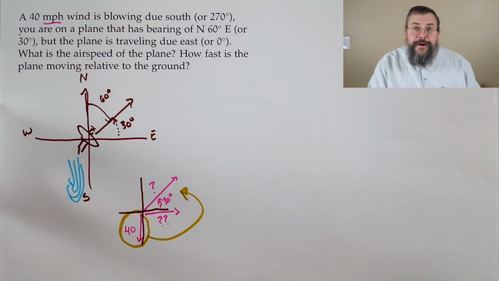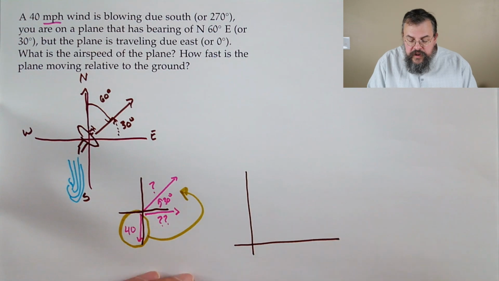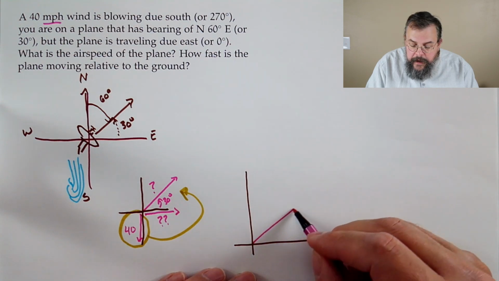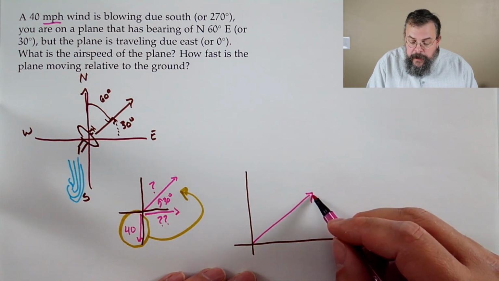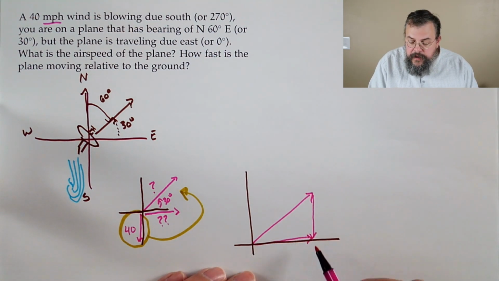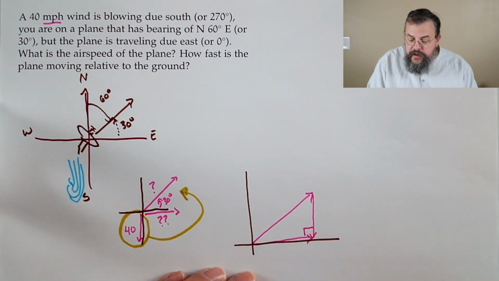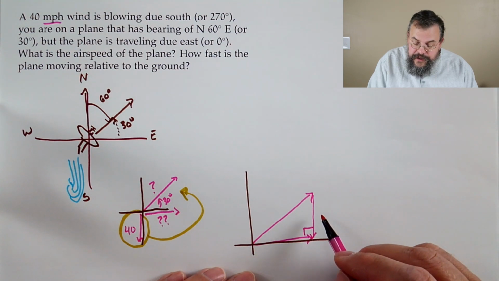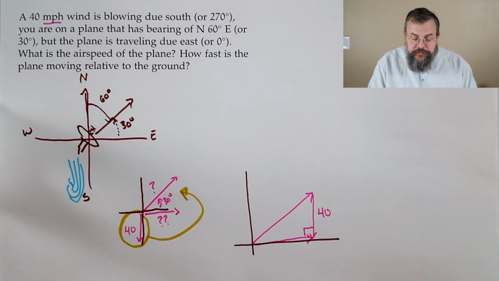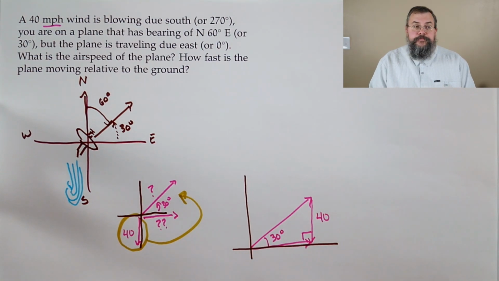All right, so we're going to update our picture one more time. And if we do that, we'll see the following three vectors: how we move through the air, how the air moves, and how we move relative to the ground. You'll notice south and east mean right angles, so this is actually a right triangle. We also know this is a length 40 because the length corresponds to the speed, and that this angle in the corner is a 30-degree angle.